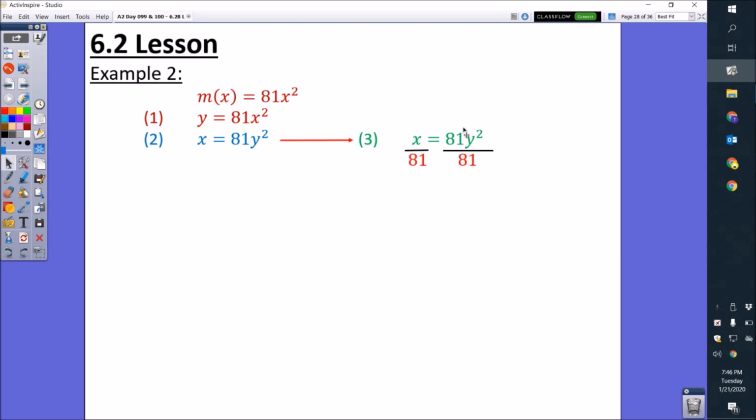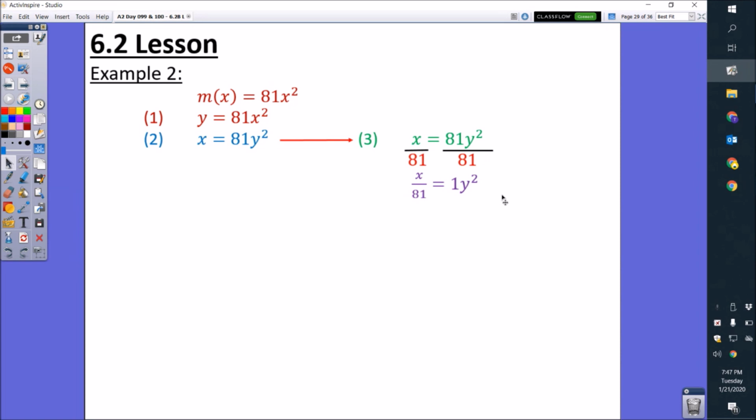So now you see that on the right side of the equal sign, it looks very similar to the last example. Since 81 is multiplying to the y squared, you can focus on the number. So 81 divided by 81, that will be 1. So on the right side of the equal sign, when we have 81y squared divided by 81, we're going to end up with 1y squared. There we go. So that's just very similar to the last example.